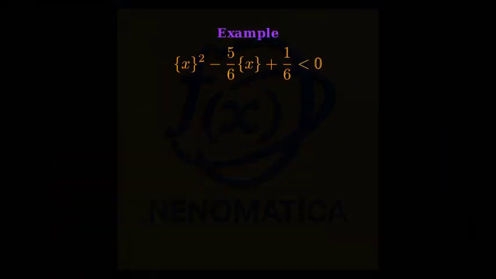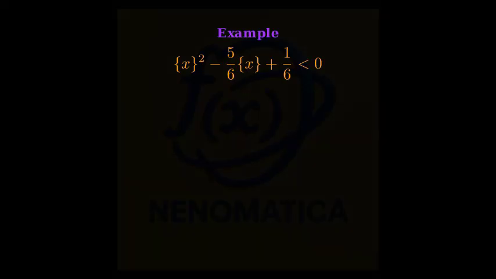We will solve the inequality involving the fractional part of x, curly bracket x, squared minus 5 over 6 times curly bracket x, plus 1 over 6 less than 0. We will follow a clean, step-by-step algorithm and keep all math in bold on screen. First, show the word example. Then display the problem in bold orange.